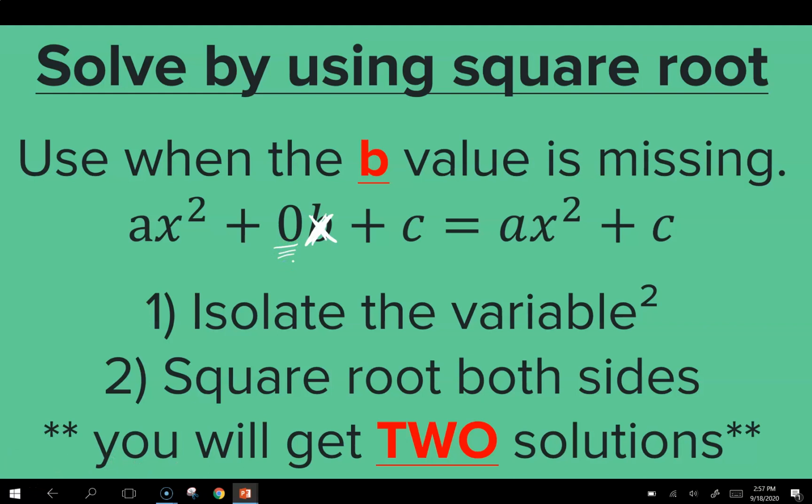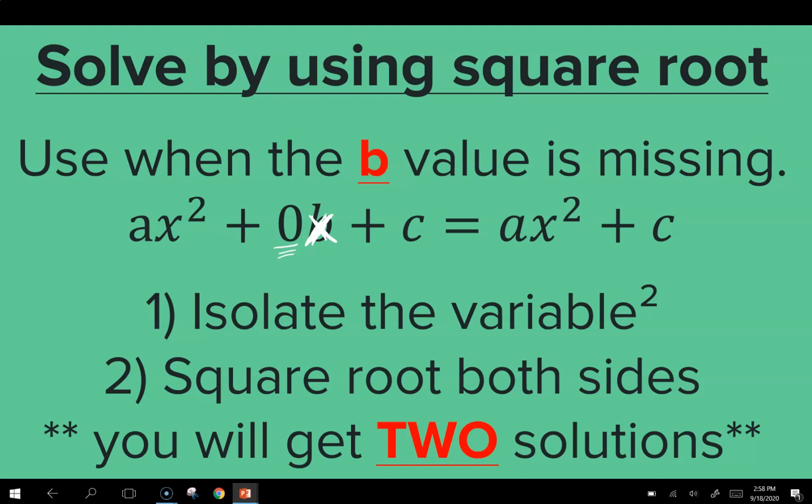So we have ax squared plus c. So we have something squared and then just plus a number. The steps we're going to take: we're going to isolate whatever variable is being squared. So it means we're going to have to add or subtract that c out of the way, and then we're going to have to divide by the a value if there is one. Then after that, we are going to square root both sides.